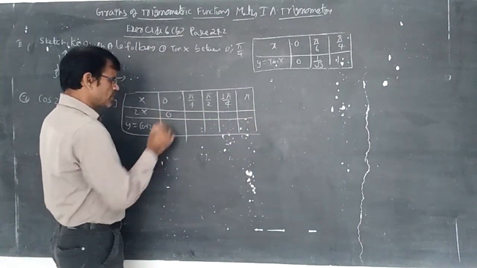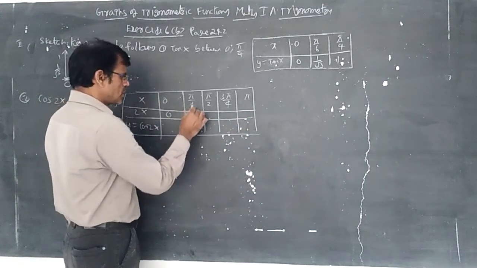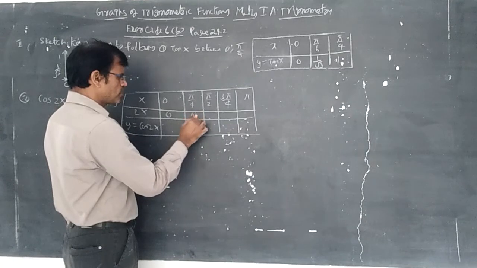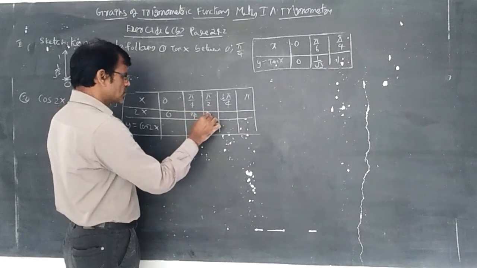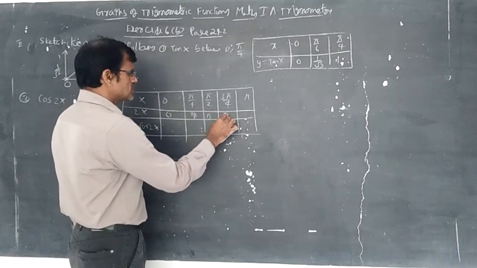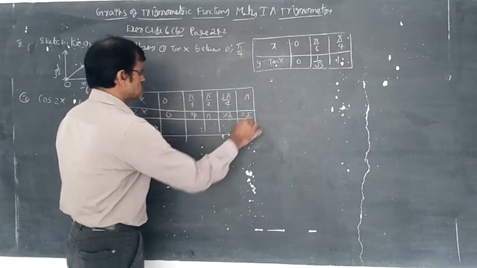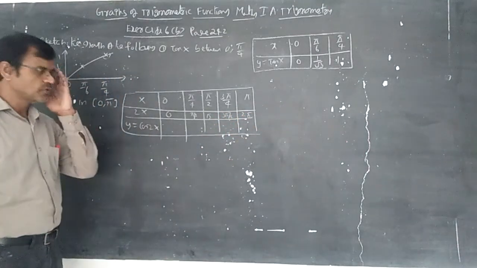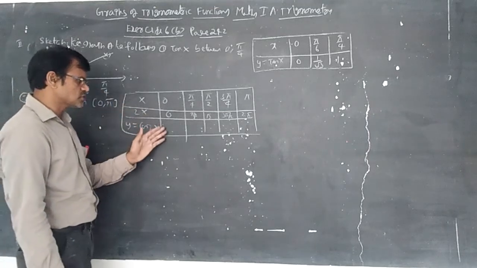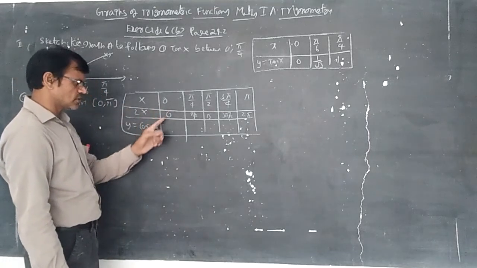2 into 0 becomes 0. So 2 into pi by 4 becomes pi by 2. Then pi, then this is 3 pi by 2, and this is 2 pi. I set the values here for y is equal to cos 2x.